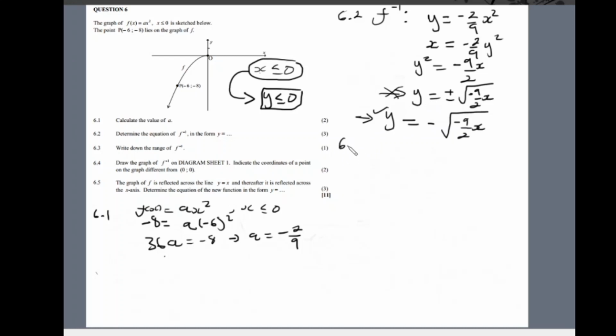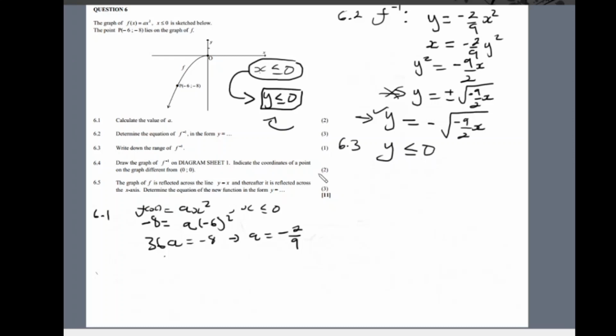We'll go on to 6.3. They want us to write down the range. As I've said, the domain of the function will now become the range. The range is simply y less than or equal to 0.